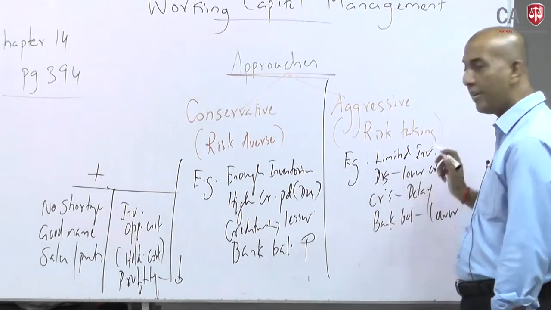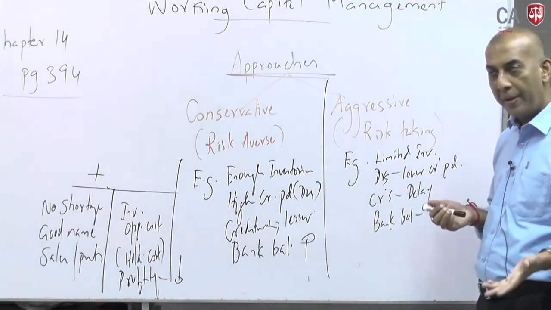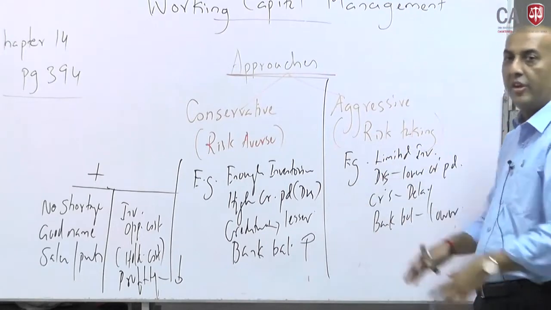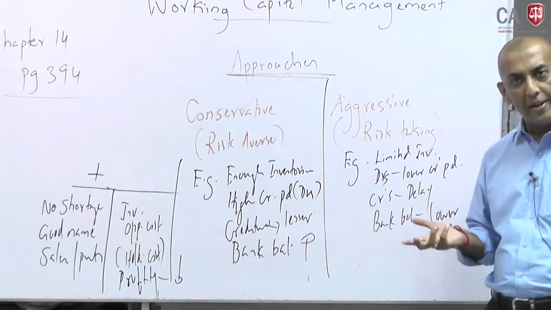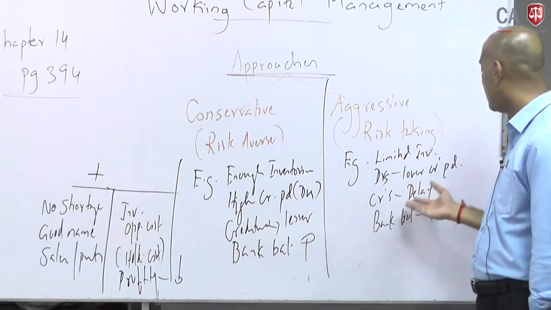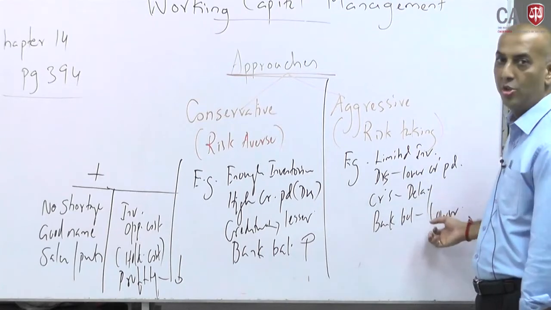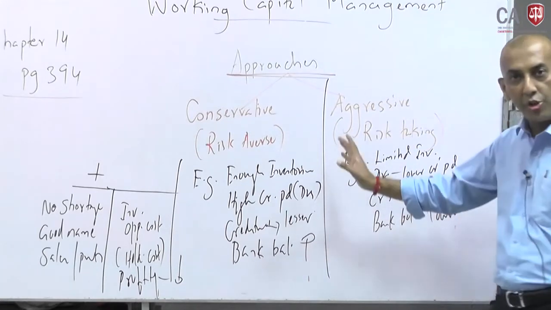So limited inventory, you have a lower inventory in your production flow. It can be raw material, you have a limited inventory. Finished goods, showrooms, you have a low amount of inventory. And debtors, you give a lower credit period, don't give grace periods. Creditors, you will delay your suppliers' payments, and you have lower bank balances. So this is an aggressive approach.